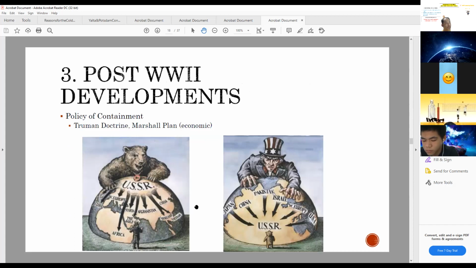So this is what I meant here. These are very good pictures, you see. This picture depicts a very, very simple thing: the USSR wants to control everything.